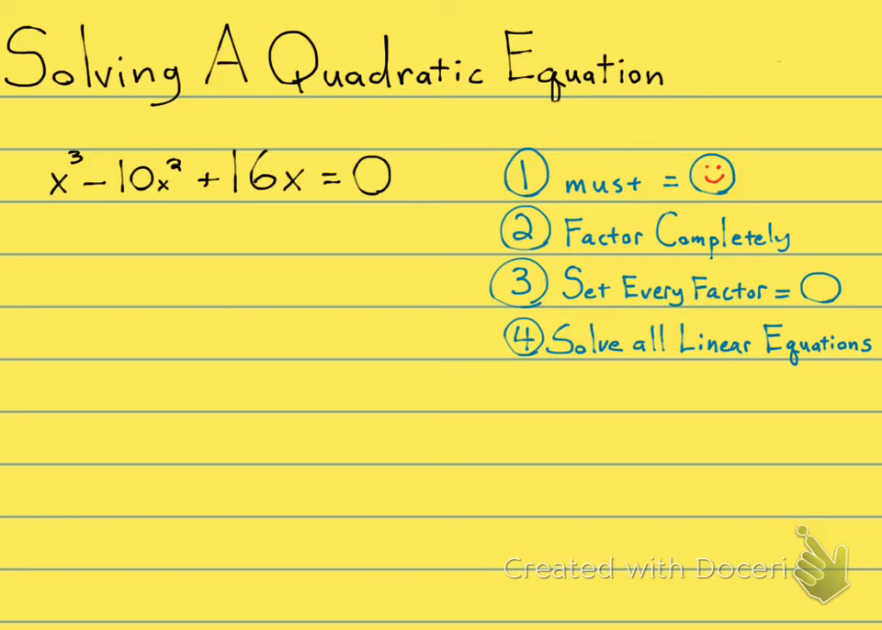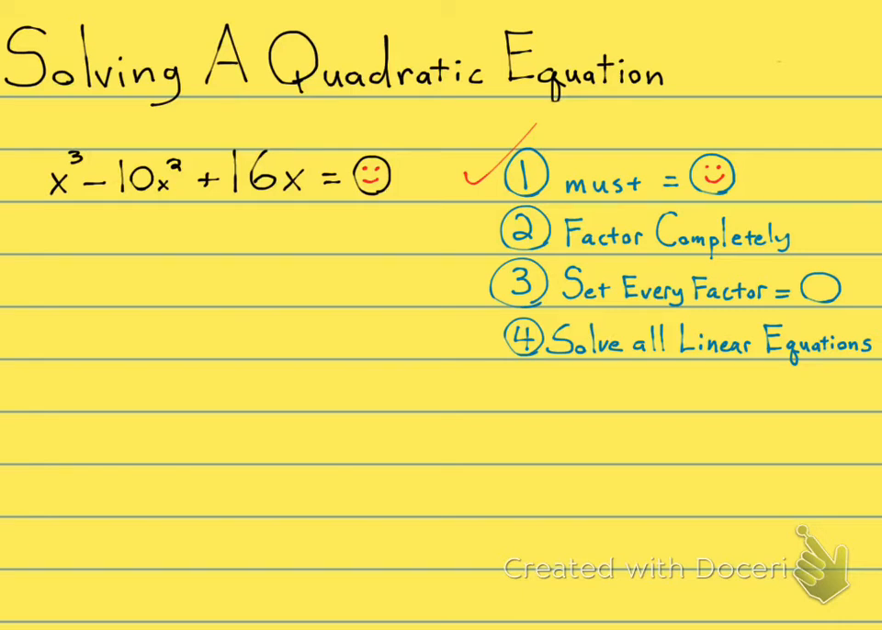Step 1, set it equal to 0. Does it equal 0? Why, yes, it does. Step 1, done. Step 2, factor completely. Okay, first step in factoring, make sure it's in order. This one is in descending order, 3, 2, and 1.